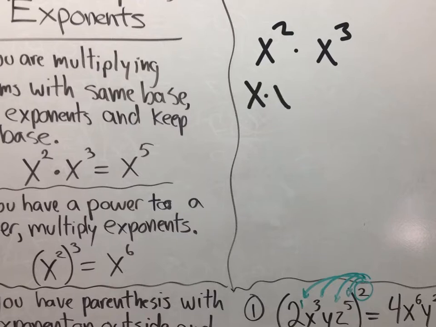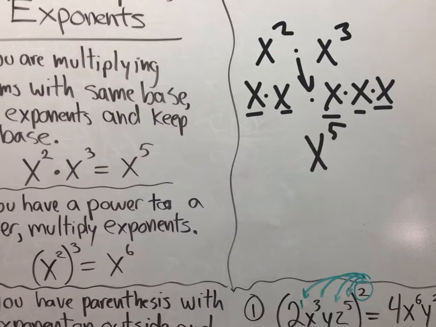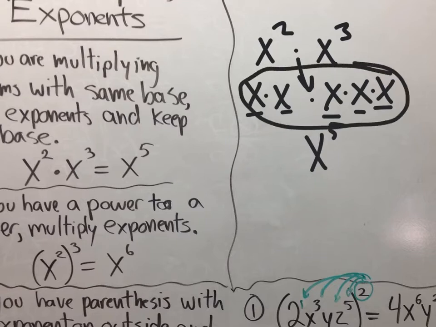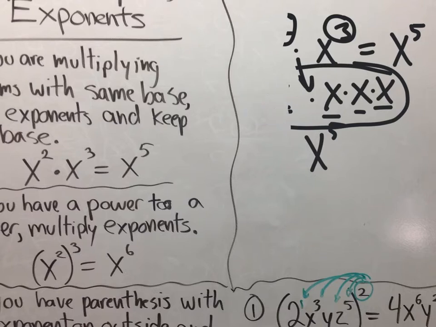X squared is x times x, and x to the third is x times x times x. So you really do have the multiplication in between them. So you really have a total of 1, 2, 3, 4, 5 x's, so that's why it's x to the fifth. Mathematicians always realize the truth and then make shortcuts. So instead of, this is called expanding, instead of expanding, they just said, hey, if I add the 2 and the 3 together, I'll get my answer x to the fifth. Does that make sense? Okay, now, obviously, we're going to have more challenging questions than x to the second times x to the third, which is x to the fifth.